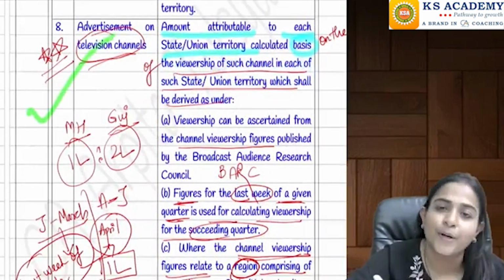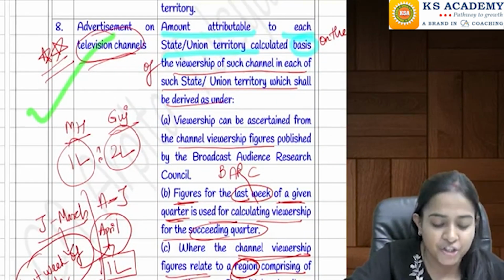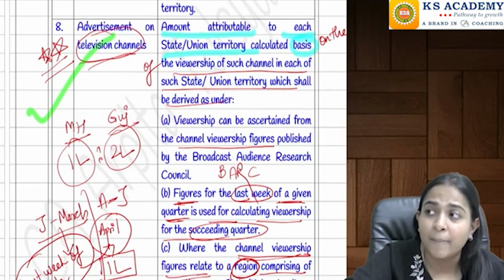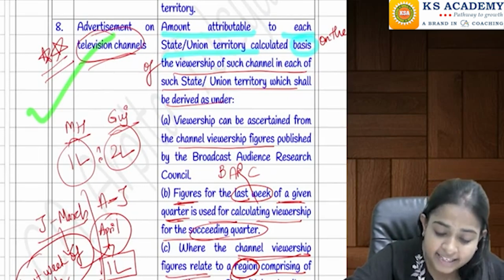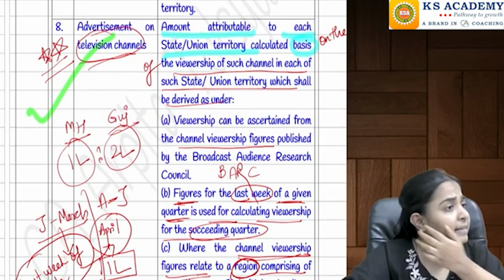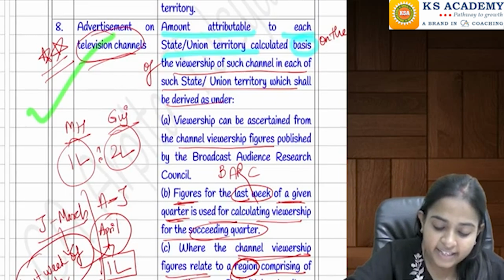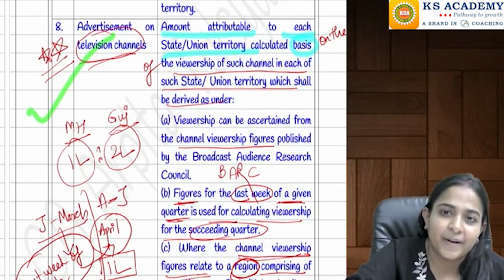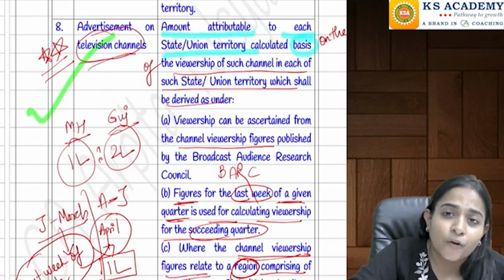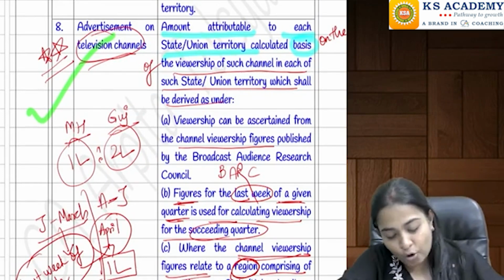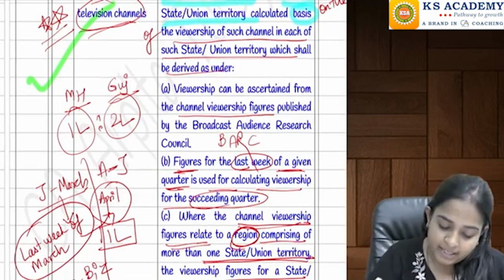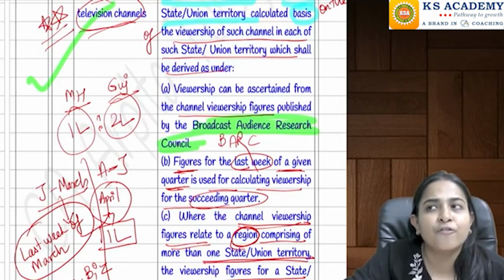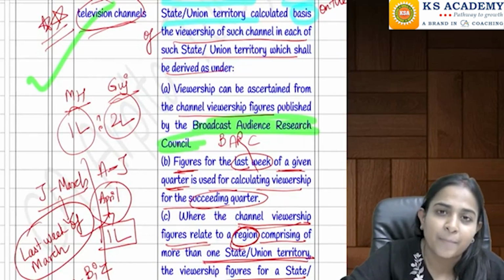Then next one, again super duper important, advertisement on television channels. If advertisement has been done on television channels by the government, which is shown in multiple states, then in that case the amount will be divided in the ratio of number of viewers of that particular channel in respective states. Ma'am, from where will we get the number of viewers? Don't worry, BARC, Broadcast Audience Research Council, they will give you the number of viewers. Ma'am, number of viewers can change from day to day, week to week, month to month. So which number of viewers will we take?